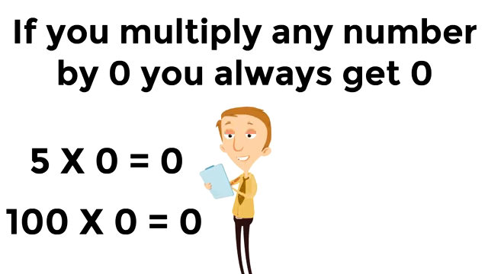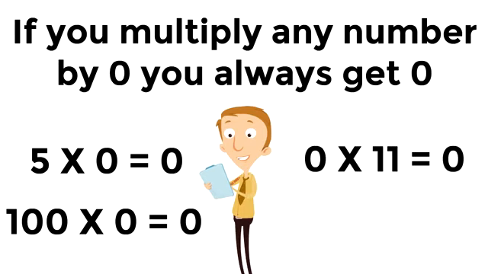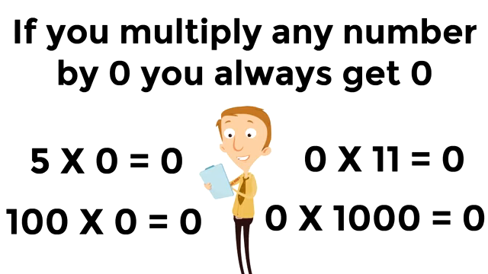Even if 0 is the first number in the equation, you still always get 0 when you multiply by any number. For example, 0 times 11 equals 0. And 0 times 1,000 equals 0. If you multiply any number by 0, you always get 0. Oh, this has been so much fun.